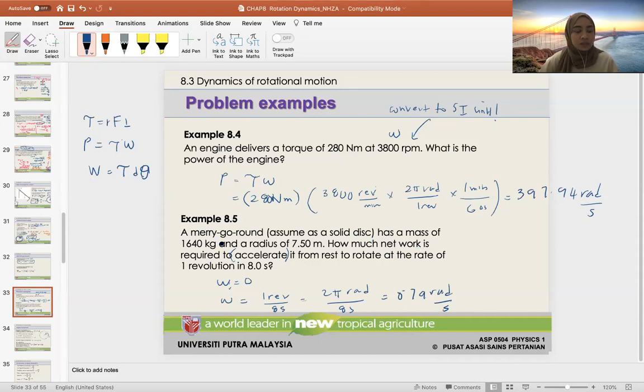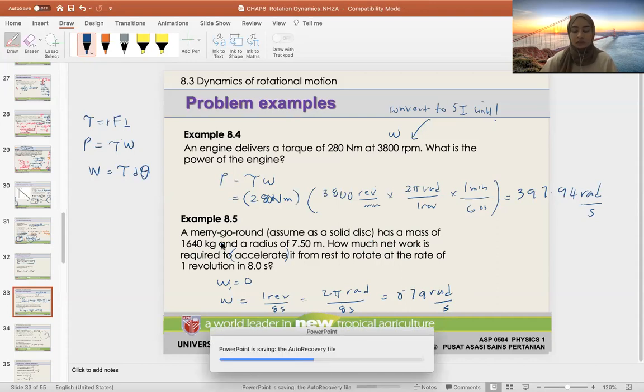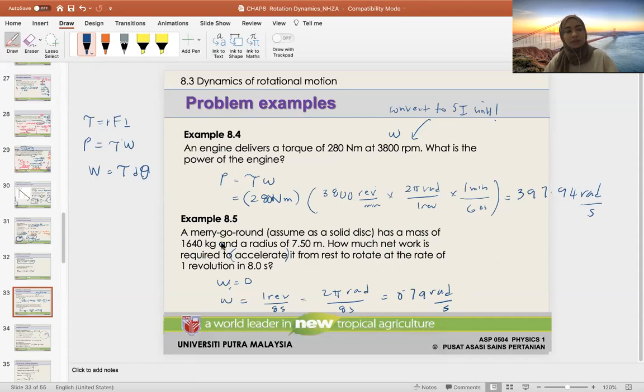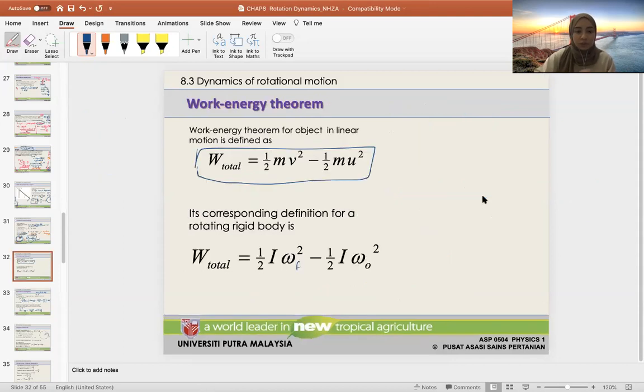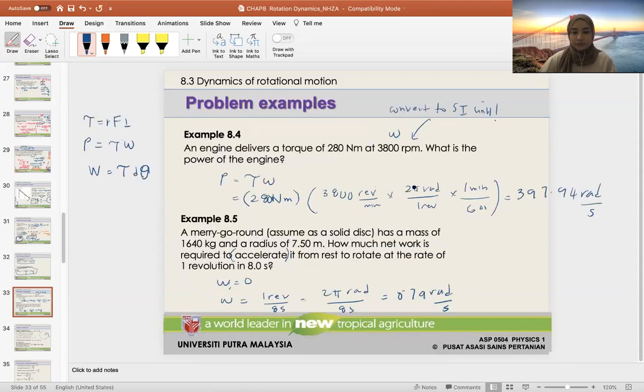So here it's asking you what is the work done to rotate it from rest to that 0.79 radians per second. So using the work energy theorem that we learned earlier, which is this equation. So we have this, which is from rest. We know this, we know what it wants, right? So let's put it into the equation.